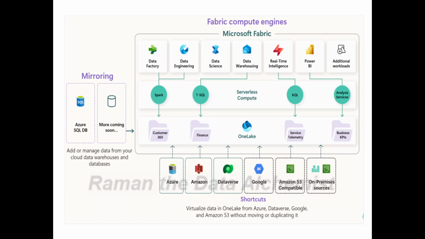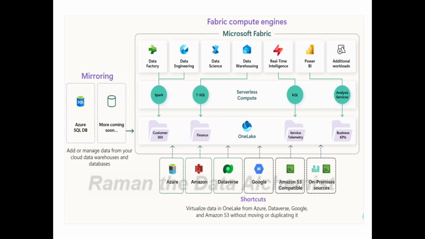If you see in the third pane, you see the customer 360 data that is being handled in Data Factory and the Data Engineering side. It is also in OneLake. The finance data is being handled with T-SQL in Data Warehousing. It is also present in OneLake only. And the service telemetry, that is telemetry data with the KQL query, is being handled in Real-Time Intelligence. It is also on OneLake, and same for the business KPIs. Those are being handled with Analysis Services in Power BI, which is also in OneLake.